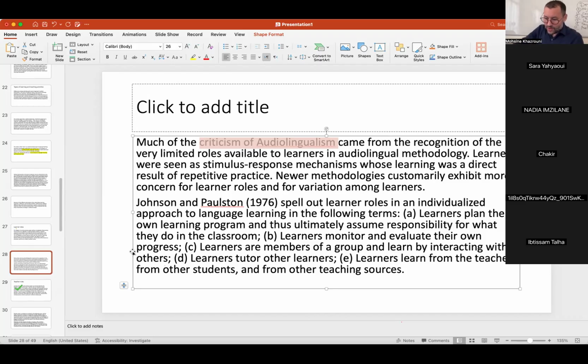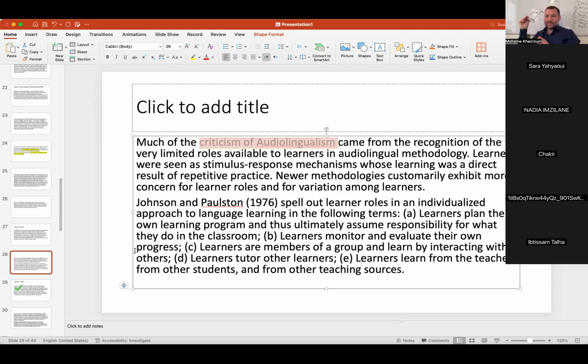Some students who haven't spoken yet, I invite them to try. Yes, Nadia. I think learners in audiolingualism don't have that much role. The role is more emphasized on teachers. Learners are passive. They just respond to a stimulus and respond. That's it, yes.